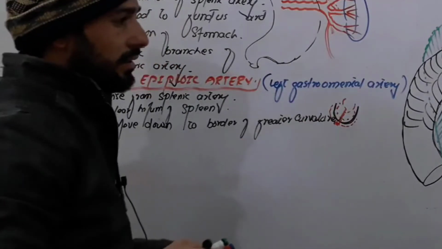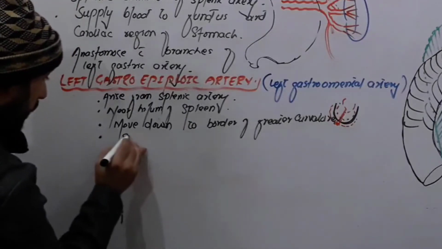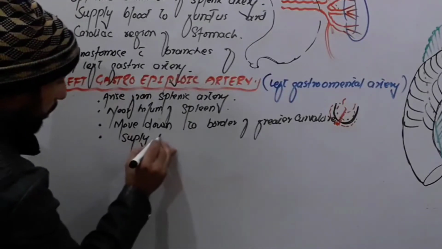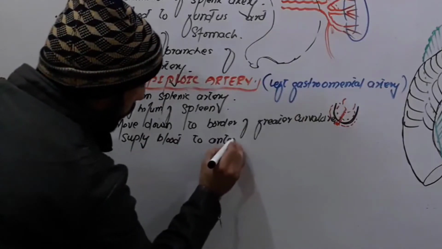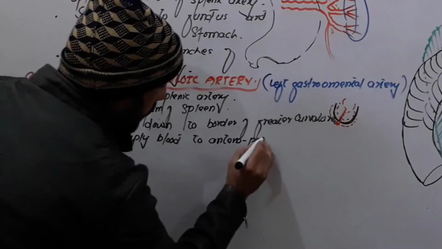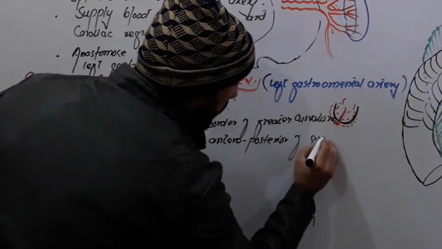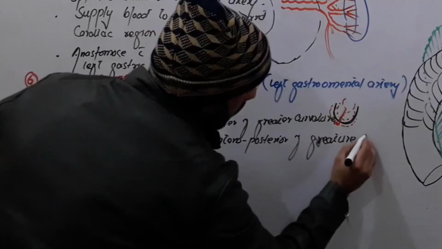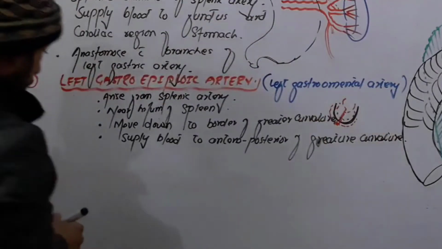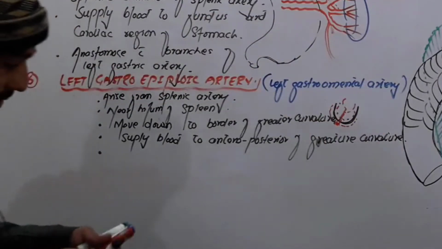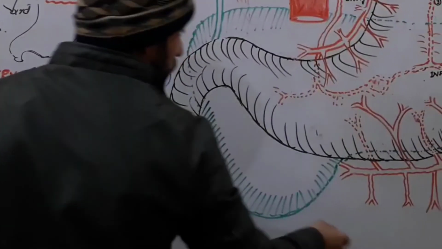It supplies blood to the greater curvature anteriorly and posteriorly. Supply blood to the anterior and posterior of the greater curvature of the stomach. Done. Then this artery comes and makes an anastomosis at the middle part of the stomach.